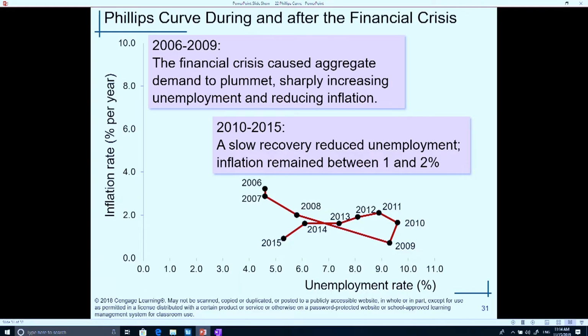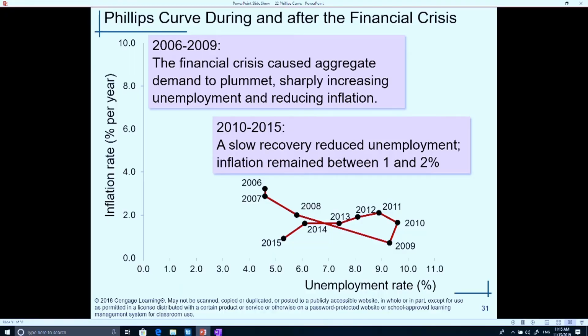And we can see that moving from 2006 to 2009, the inflation rate fell dramatically, but then the unemployment rate also grew. Moving from 2010 during the recovery to 2015, we just moved the other way. The aggregate demand curve shifted back. Got massive government stimulus, and then slowly over time, the private economy started investing more, started consuming more. Positive shift in the aggregate demand curve, slow over this period, caused us to move back along the Phillips curve.